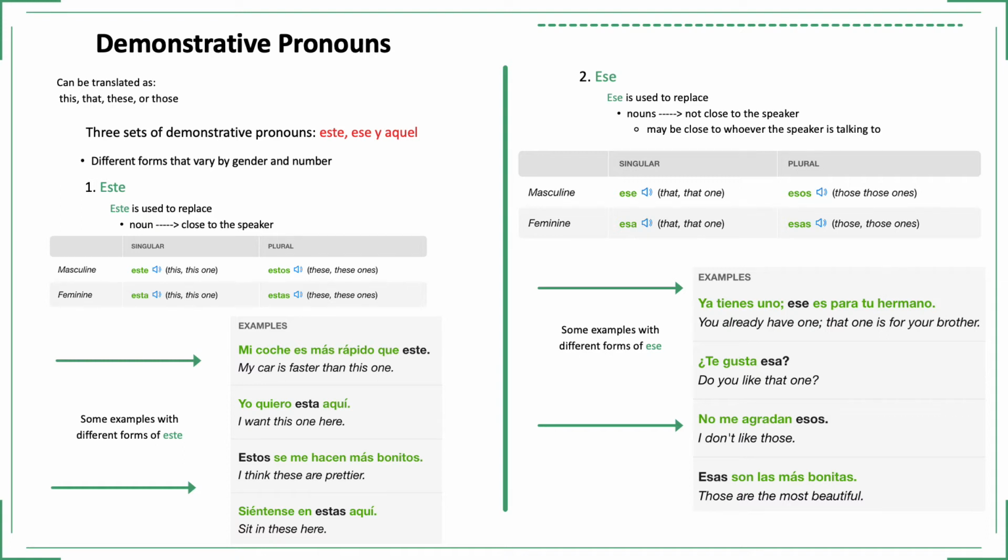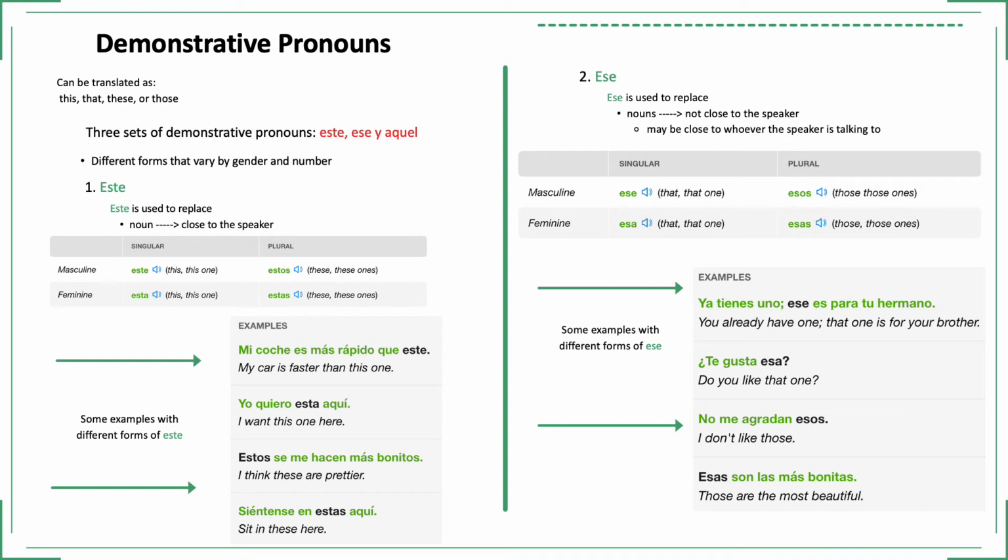So we have masculine singular, which is ese, which means that or that one. And we also have feminine singular, which is esa, which means that or that one. And the plural forms: you have esos, which is masculine, which means those or those ones, and you also have esas, which is the feminine plural, which means those or those ones as well.